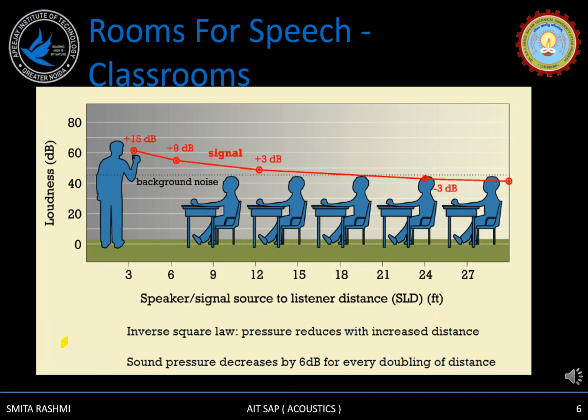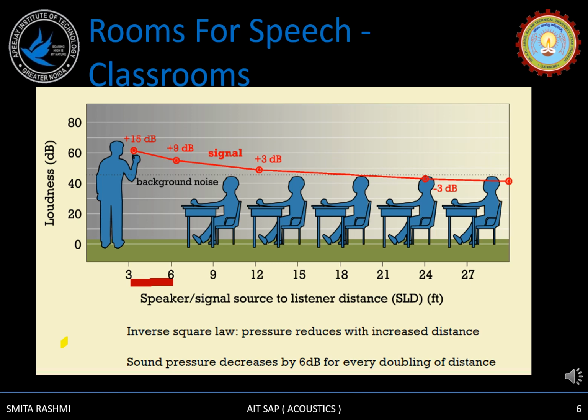We already know about the inverse square law, that is, pressure reduces with increased distance. The sound source pressure level decreases by 6 dB for every doubling of the distance. So as you can see, if we move from 3 feet to 6 feet, the sound pressure level goes down from 15 dB to 15 minus 6, 9 dB. So for every doubling of the distance, the sound pressure decreases.